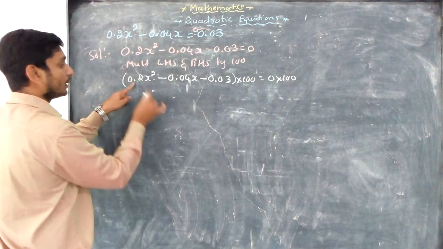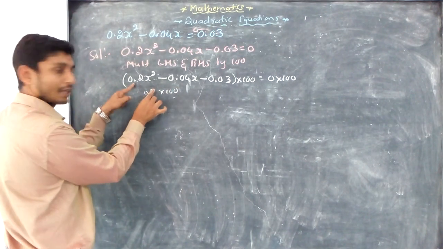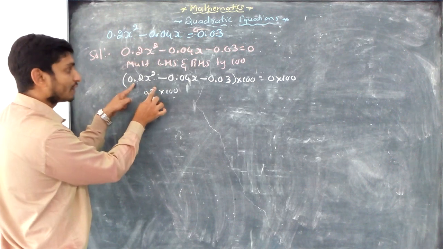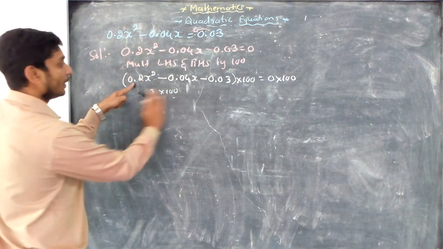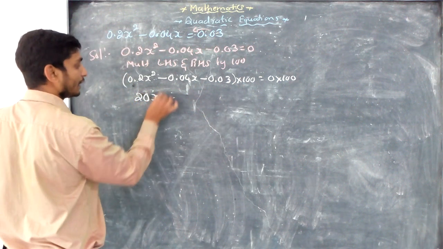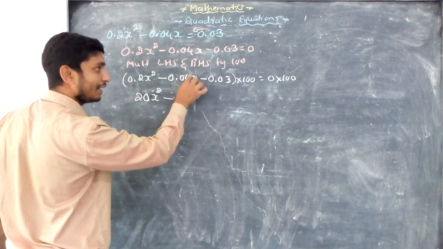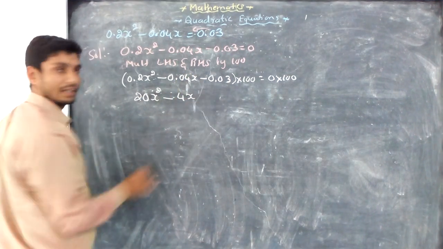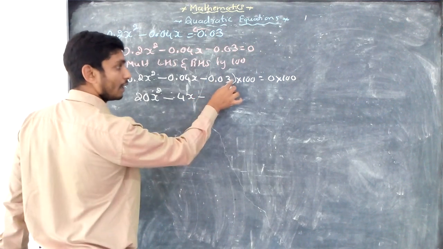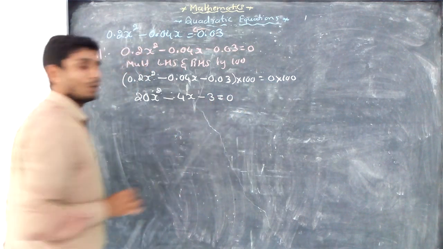Point 0.2 into 100 means, see, if you multiply by 10, the point moves here; if you multiply by 100, it comes here. Actually you are adding a 0, so that becomes 20. If it is difficult, multiply 0.2 by 100 and see, you will get 20x squared. Minus, if you multiply this one with 100, the point comes here, that means it becomes 4x. Minus, here also the same point moves to this side, after 3. That's why this becomes 3 equals 0, since 0 into 100 is 0 only.